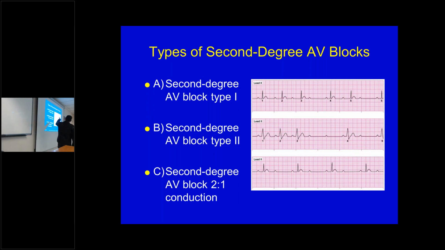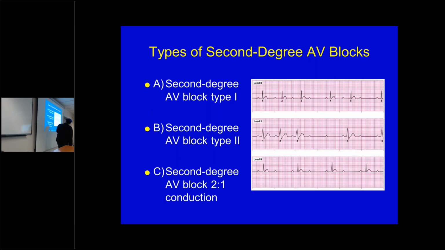So you're looking at this lead. You say, okay, going through, it looks like there's a skipped beat because the P waves are still going. I got a P wave and no QRS, and there's a skipped beat. Now I'm looking at the PR intervals, and I can see this PR interval is widening. It's getting even wider. So that is a second degree type 1, right?